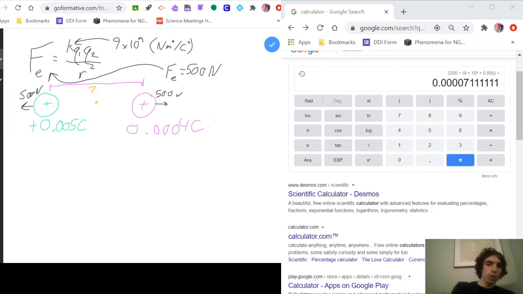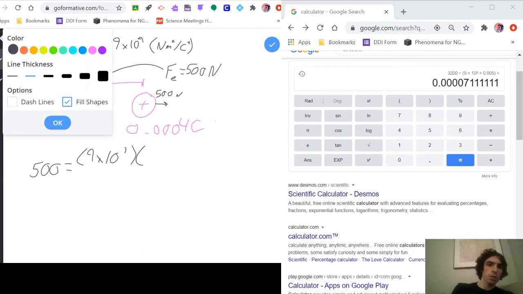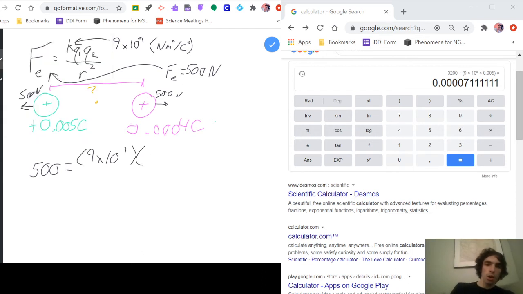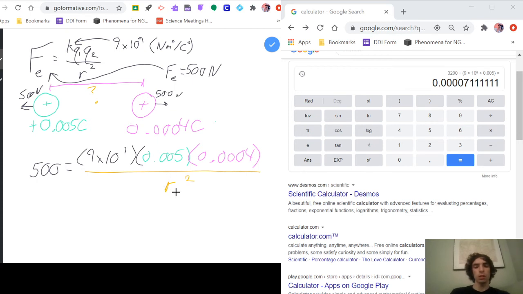Let's see. Our force is 500 newtons. That is equal to 9 times 10 to the 9th times our 0.005 coulombs times the 0.004. Oh, excuse me, there's an extra 0 there. Okay. So the one piece, again, that we do not know is this r squared, or what this r distance is.